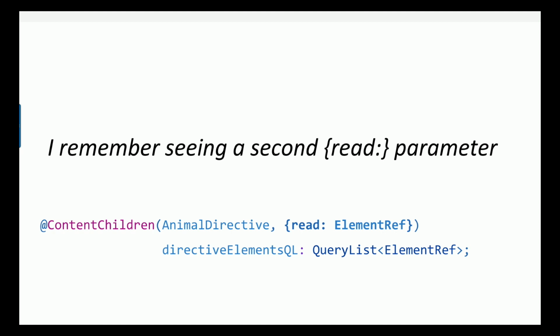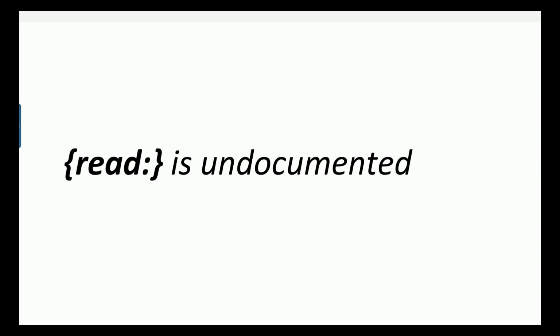So I don't know about you folks. Did you know that content children and view children have a second parameter? Have you ever seen that brace read colon thing? Usually you see it with element ref. You said to yourself, what's that? I think what I'll do is I'll go to the API docs and find out about that. No, you don't.